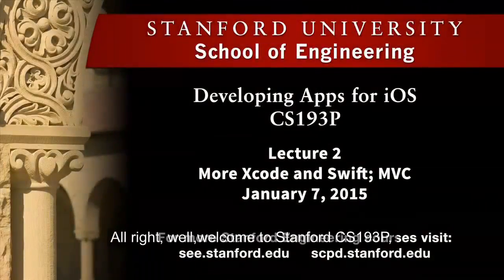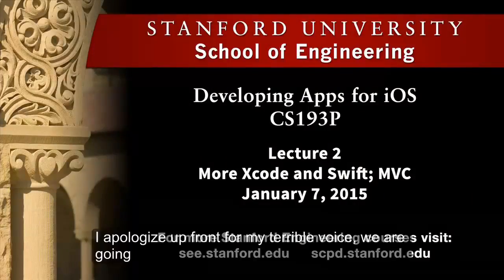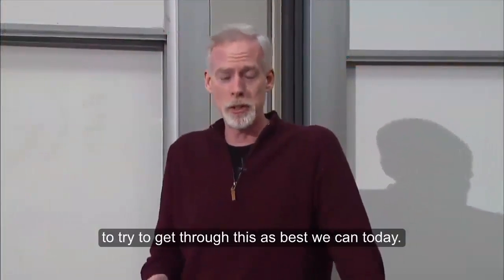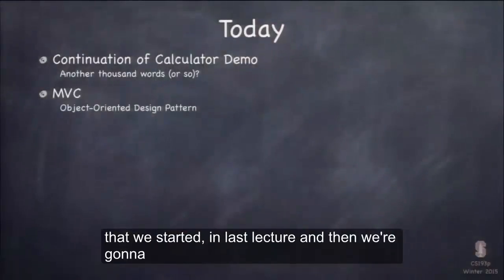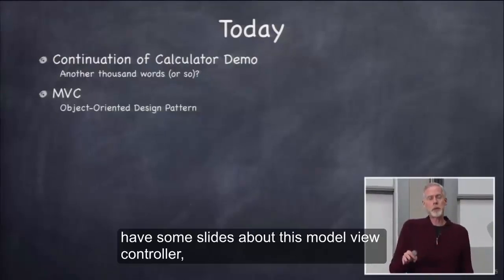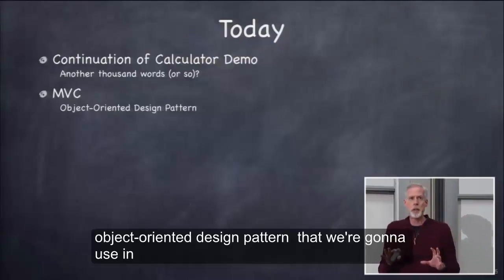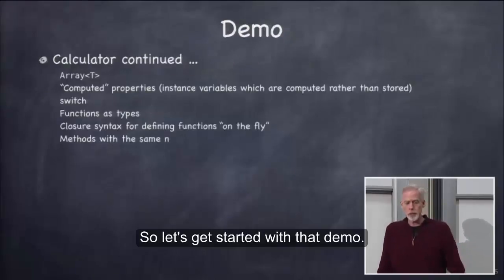All right, well, welcome to Stanford CS193P winter of 2015. This is lecture number 2. Apologize up front for my terrible voice. We're going to try and get through this as best we can today. Our topics are twofold. We're going to continue the calculator demo that we started in last lecture. And then we're going to have some slides about this model view controller object-oriented design pattern that we're going to use in everything we do when we build applications in this class. All right, so let's get started with that demo.